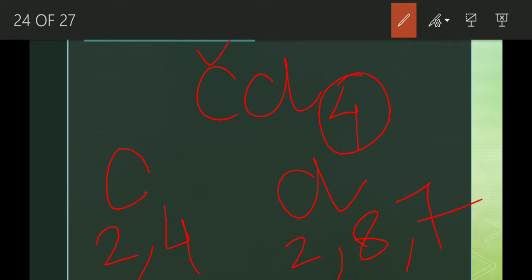Now how will we write this structure? Because here 1 carbon will be present and 4 chlorine will be present, right? So let's see. If we write carbon at the center and 4 chlorine in a rounded manner on all 4 sides of carbon, then we can easily write the 4 chlorine atoms, right? Now what will happen? Carbon has 4 electrons in its outermost shell because the electronic configuration of carbon is 2, 4. Let's make it 1, 2, 3, 4. 4 electrons are present in the valence shell of carbon.